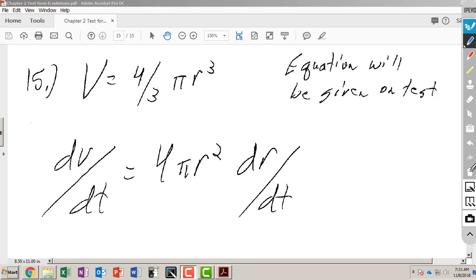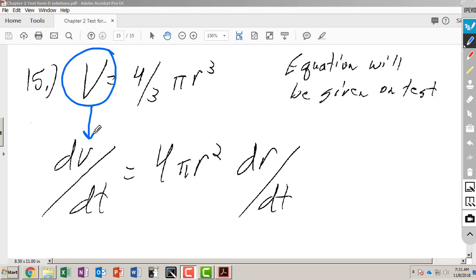In other words, if you look at the question carefully, we are taking this volume with respect to time. And since we're doing it with respect to time, when I take the derivative of my V, I have to remember that that is going to be dV over dt. In other words, you can think of it this way: it's the difference of the volume with respect to the difference of time.